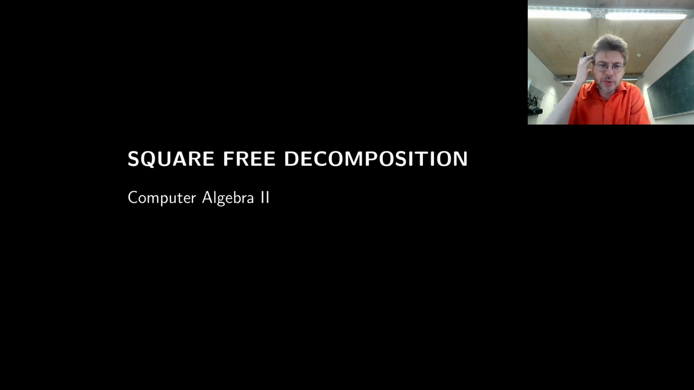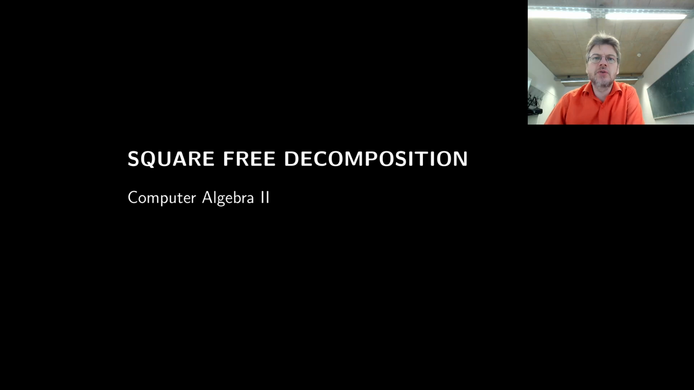At the same time, this concludes then the second part of the lecture where we discussed how to make things faster. And it also prepares and is somehow a kick-off for the third part of the course where we will discuss polynomial factorization. So square-free decomposition is a preprocessor for polynomial factorization, and so it's a good topic for the transition between the second and the third part of this course.